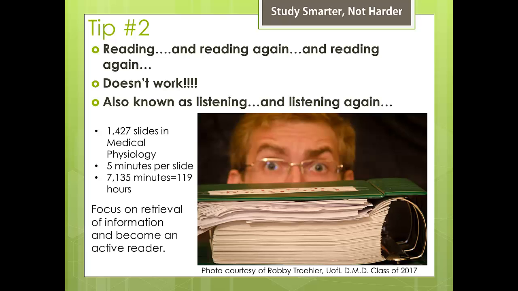And so my tip number 2 is I really want you to think about focusing on retrieval of information and becoming an active reader. So instead of sitting there and just reading the content over again, I want you to focus on how much of this content have I actually learned. So put those notes away. Jot out some things about what you just learned or create a diagram. You should never be sitting and just reading. You should be very active in how you're approaching the information. We're going to see some more tips as we go through on how to do that.